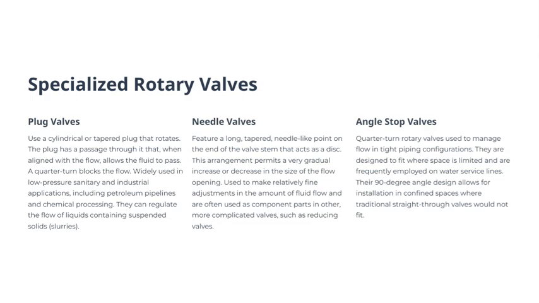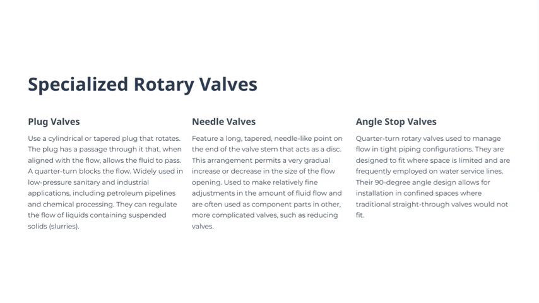Let's take a closer look at some specialized rotary valves that are quite essential in certain piping situations. First, quarter-turn rotary valves are designed to manage flow in tight piping configurations. They are especially useful when space is limited because their 90-degree angle design allows for easy installation in confined areas where traditional straight-through valves simply won't fit. You'll often see these used on water service lines, where their compact design makes installation and maintenance much easier.